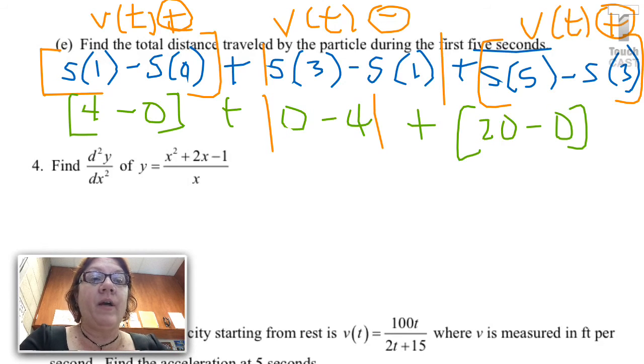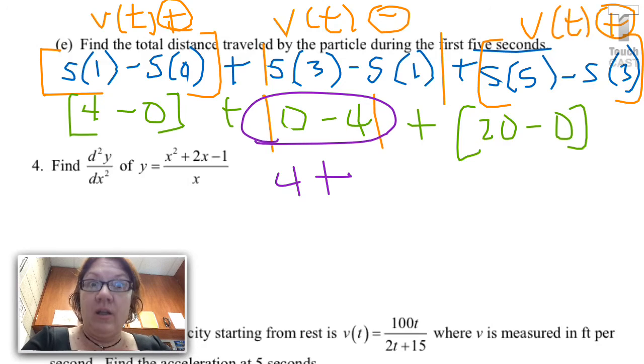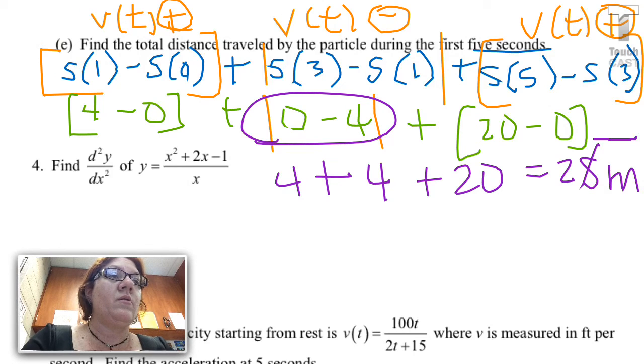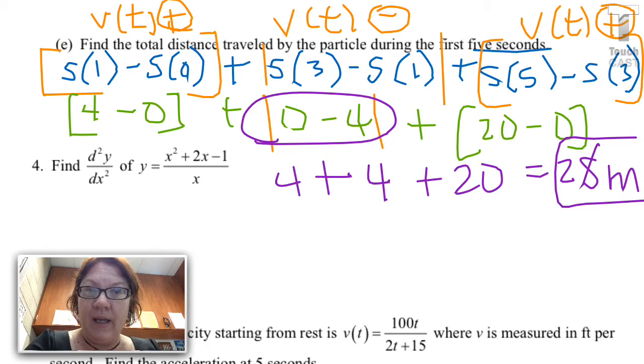So now if I simplify all of those sections, I'm going to have 4 plus, remember I'm absolute valuing this middle piece. Look, it's coming out negative. I suspected that. And when I absolute value it, I get a positive, and then 20. So my total distance for the first 5 seconds was 28 meters. Not too bad, calculus.